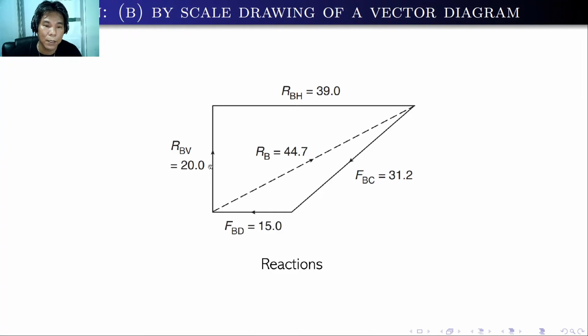the distance. Maybe this is 2 centimeter times 10, so that's 20 kilonewton. Also, we have to measure this distance. Probably that's 3.9 cm times 10 kilonewton, so that's 39 kilonewton. And to determine the resultant of RBH and RBV is simply draw a vector from the starting point of RBV to the end point of RBH. That's the resultant, which is RB, 44.7 kilonewton. And of course, you can also measure the angle or the direction of RB with respect to the horizontal.